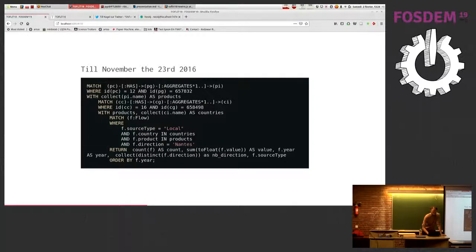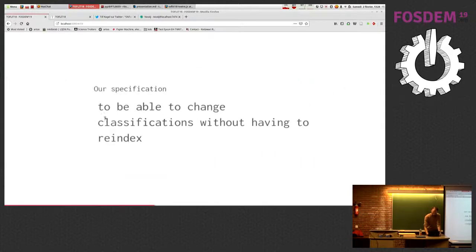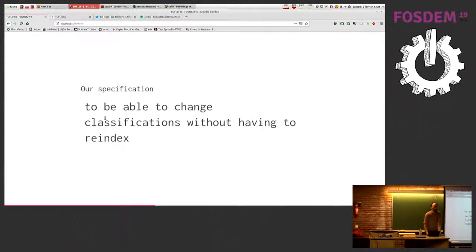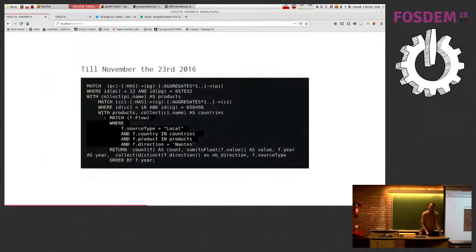So what I do here in the first match, I just want every product which are Canadians. Then I want every flows which are with those countries, with these countries. And then here I'm using index of nodes to select my flows. I collect products, I collect countries, and then as developer, I actually use index inside the flow nodes. That's bad, because our specification was to be able to change classification without having to reindex. Here, I'm using indices that are in the node properties.